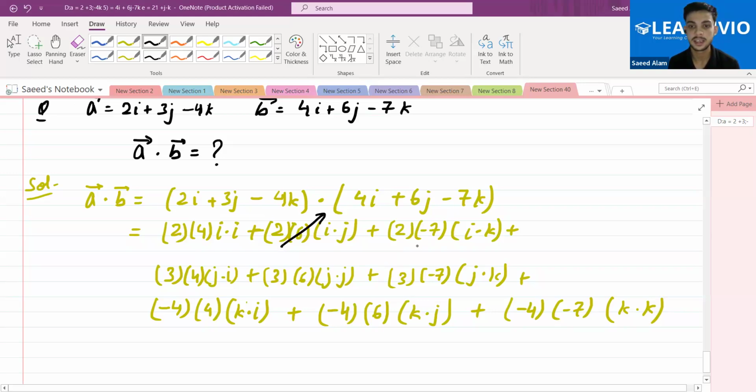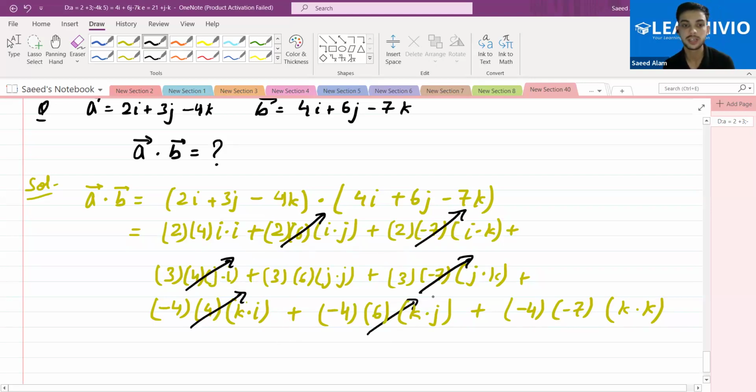Similarly, this term will also be 0. This term will also be 0. And this term will also be 0. Yes or no?